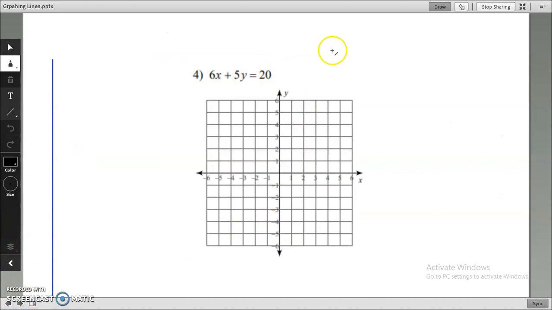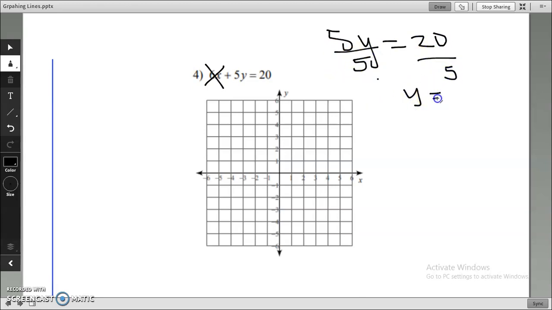All right, let's do this last one here. So we have 6x plus 5y equals 20. Again, I'm going to start off by finding my y-intercept. So I have 5y equals 20. So when I divide by 5 on both sides, I get y equals 4. So I'm going to go here to y equals 4. Put a mark there.